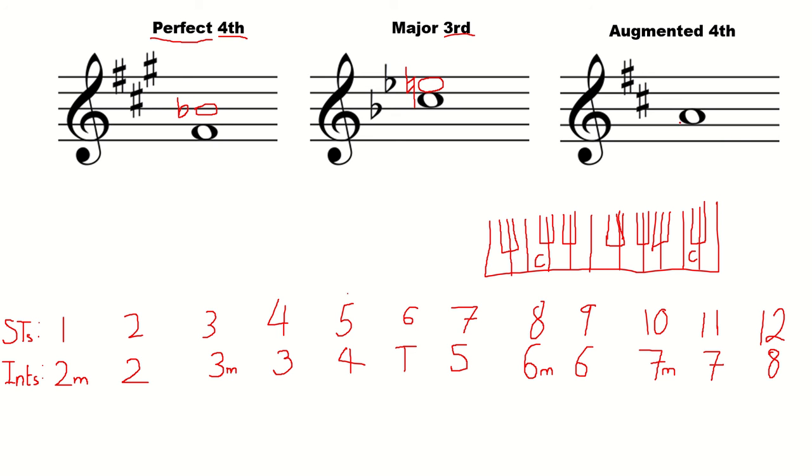Let's have a look at this one. So we've got an augmented fourth. Augmented fourth means we're going to write it out as a fourth. So we'll do that part first, but it's going to have to be a tritone. So let's work this out. So we go 1, 2, 3, 4. So it's going to be a D of some description.